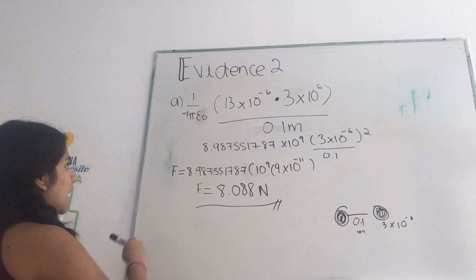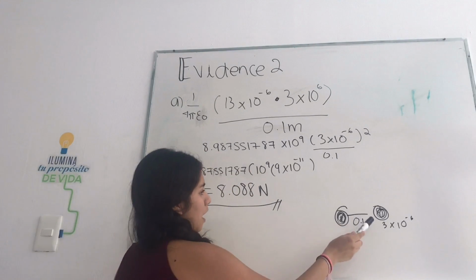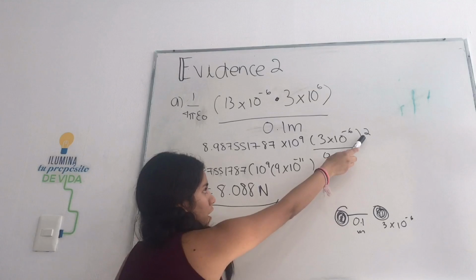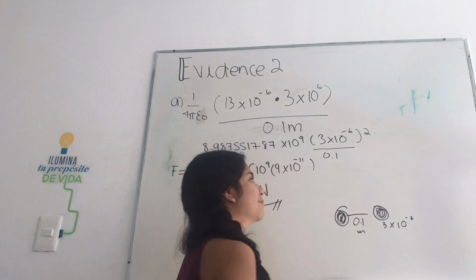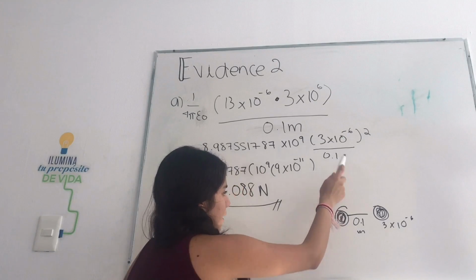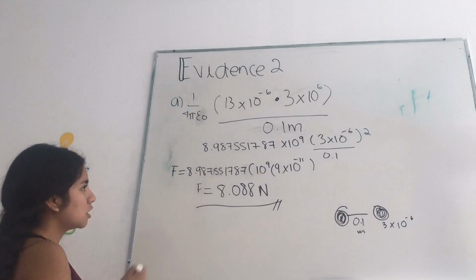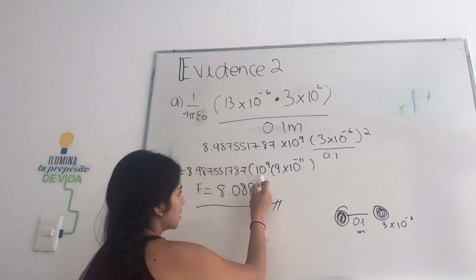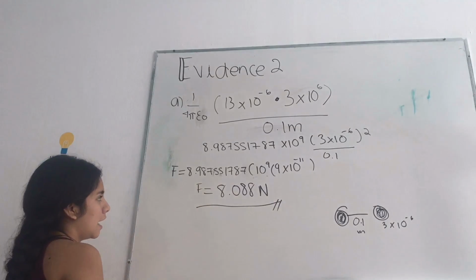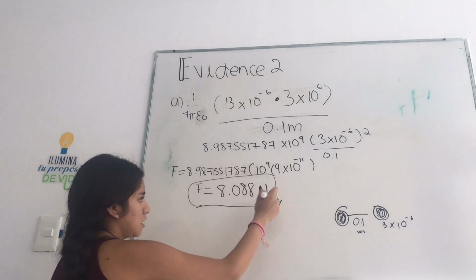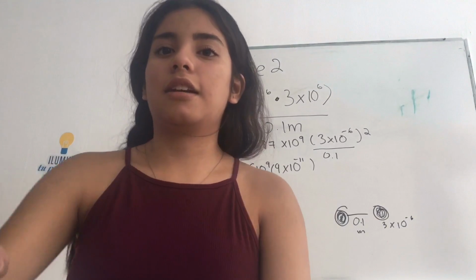So we're going to multiply this value times our two charges. Of course, we put the 2 because they are the two charges, and over the distance, that is 0.1 meters. We multiply and just pass this to the other side. We just multiply, and this is our final result, that is the force. And in this case, they are attracting.